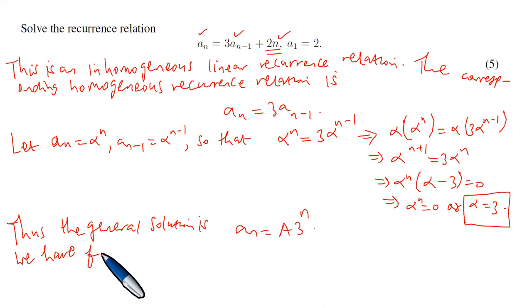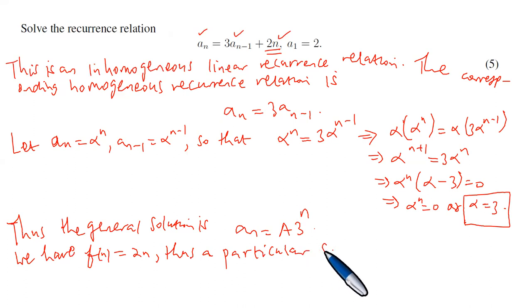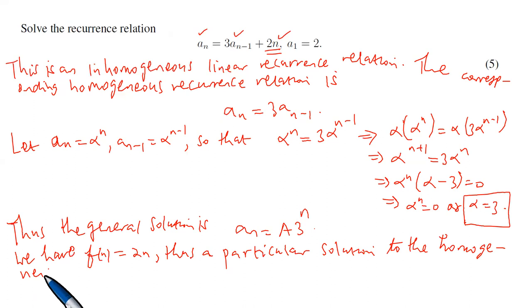We have f(n), which is 2n. Now we focus on this one because we dropped it, this 2n. So we have that, thus, a particular solution. We looked at a general solution. So now we're looking at a particular solution, the homogeneous relation, to the inhomogeneous relation.